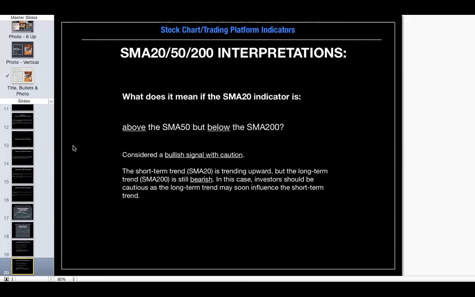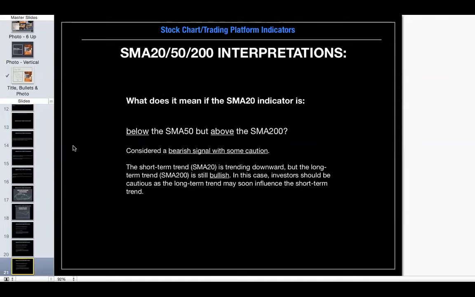If the 20 SMA is above the 50, but it's below the 200, this is considered a bullish signal, but to be cautious about it, right? So this means that the short-term trend, the 20, is trending upward, but the long-term trend, the 200, is still bearish. And in this case, investors and traders, you have to be cautious as the long-term trend could soon influence the short-term trend. So this is a situation where you want to be cautious. And if you're trading options or you're trading shares, maybe you don't trade as heavy. You just trade with caution on that.